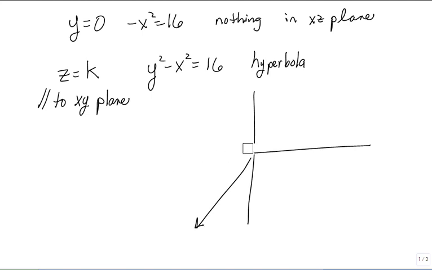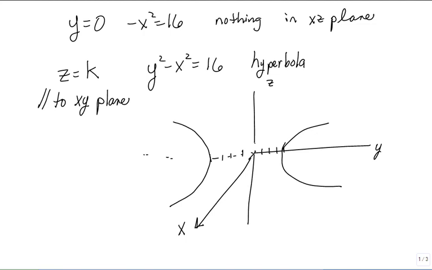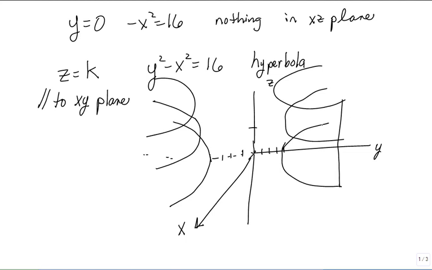Let me erase this. Remember, this is x, y, z. So we have these hyperbolas on the y-axis, and z could be anything. So if you move up, you still have the hyperbola, and you keep moving up. So it's kind of like a sheet that's curved.